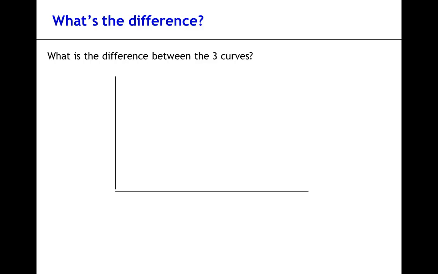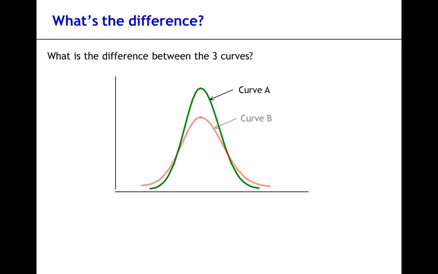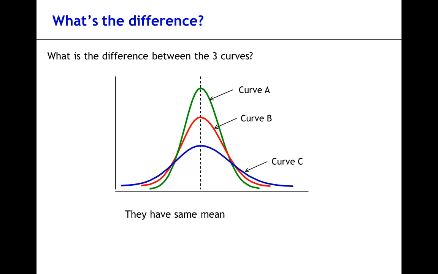Suppose that we have three data distributions A, B, and C that look like this. Are there any similarities or differences between them? Well, all three curves have a symmetrical bell shape. If we were to calculate the measure of central tendency, we are likely to find that all three curves have roughly the same mean. Nevertheless, our eyes tell us that the three curves are definitely not the same.